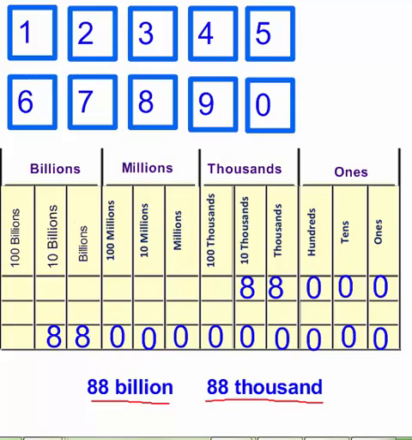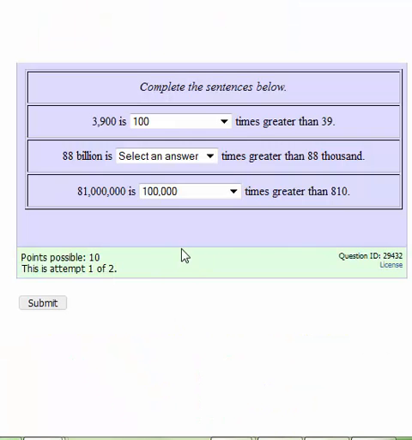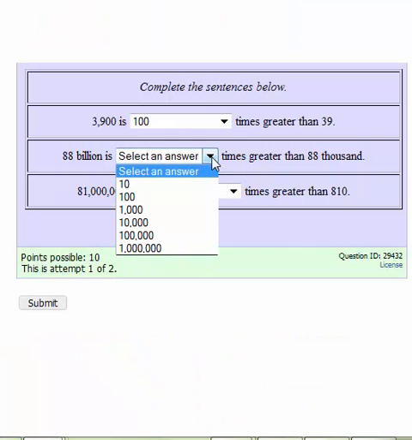Filling in the rest of the zeros, I can now count, remembering that 88,000 had 3 zeros. 88 billion, if you count them, has 1, 2, 3, 4, 5, 6, 7, 8, 9 zeros. Since 88 billion is the number 88 followed by 9 zeros, and 88,000 is the number 88 followed by 3 zeros, this number has 6 more zeros than this one. If you take 9 and subtract 3, you'll see that there are 6 more zeros in this number than there are in this number.